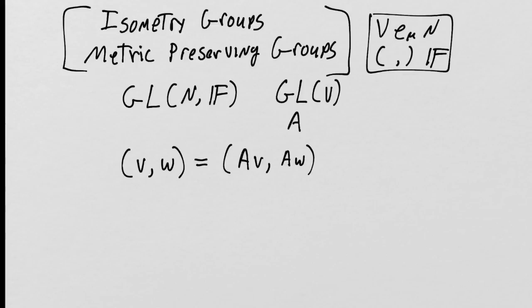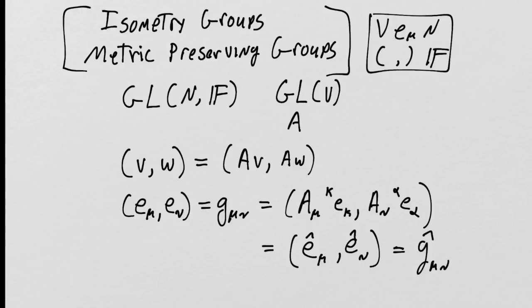And you can think of this in terms of basis vectors, which is what you should always do by default. The inner product of E mu and E nu is defined to be this number, G mu nu. That has got to equal, and we think of A as a basis transformation. If I take two basis vectors and put them in the inner product, I get this number, which is the metric.